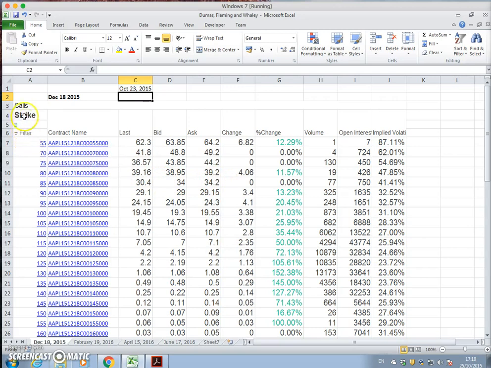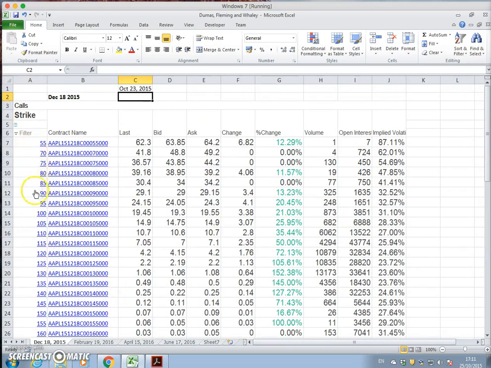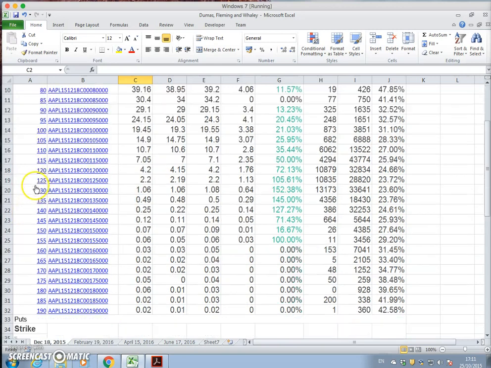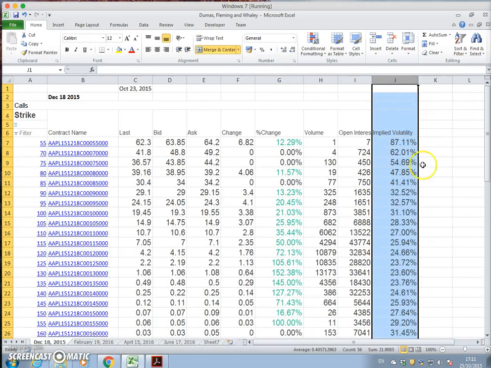So we have calls and puts, and we have a strike price set out here, 55, 70, 75, all the way in this instance up to 190. Then we have the last price, so the previous day's price at close, the bid and ask on the call, the change over the day, and implied volatility. Again, this is implied volatility taken from Yahoo. We'll calculate our own implied volatility using the functions we derived earlier.